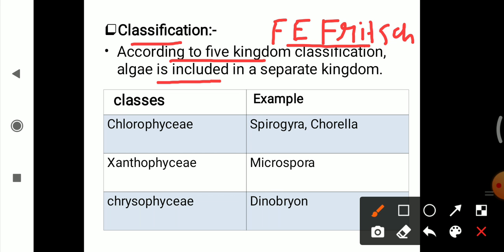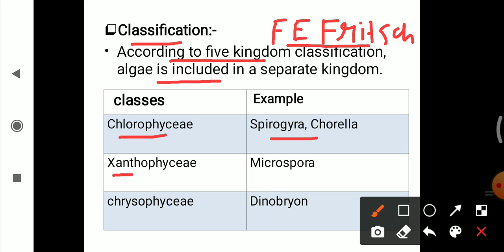Class 1 is Chlorophyceae, which is mostly the green algae. Examples are Spirogyra and Chlorella. Mostly they have the pigments chlorophyll A and B, and the cell wall is made up of cellulose. They have a unicellular or filamentous thallus structure. The reserve food material is starch. But here we only have to remember the class and the example.